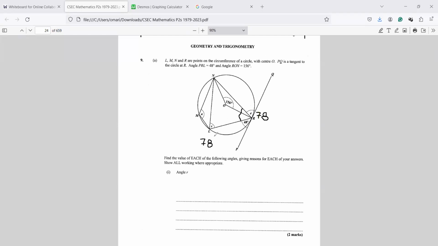We don't know what that angle is, but what we do know is that this entire angle right here, I'm going to draw this a bit big and it's a bit crooked, is 180 degrees. This part right here is 48 degrees. This part right here is 78 degrees. And so we can figure out the portion we're interested in by doing simple subtraction.